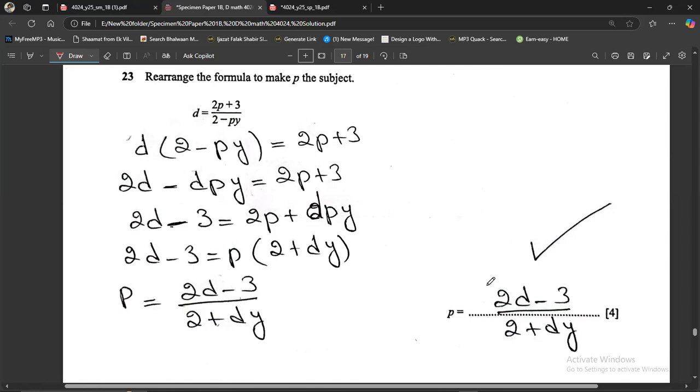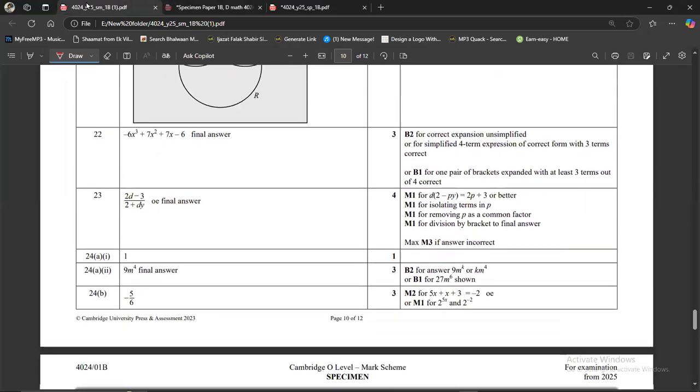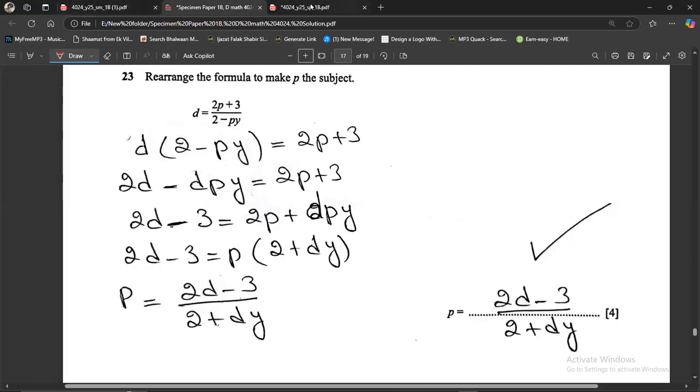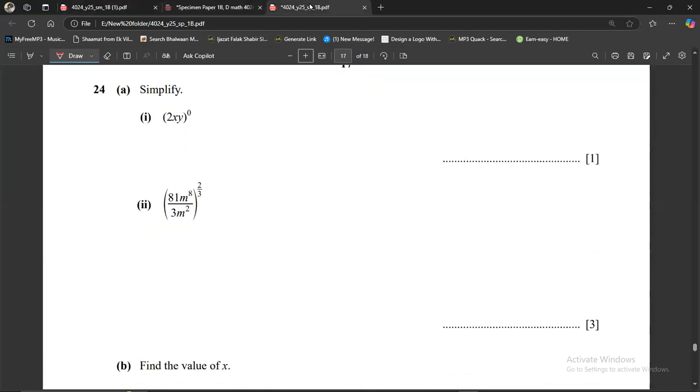So this is how you make P the subject of the formula, which means you make it alone on one side of the equation. So question number 23, if you look at the answer, you will have 2D minus 3 divided by 2 plus dy. Our answer is right, sir. Then we have question number 24.